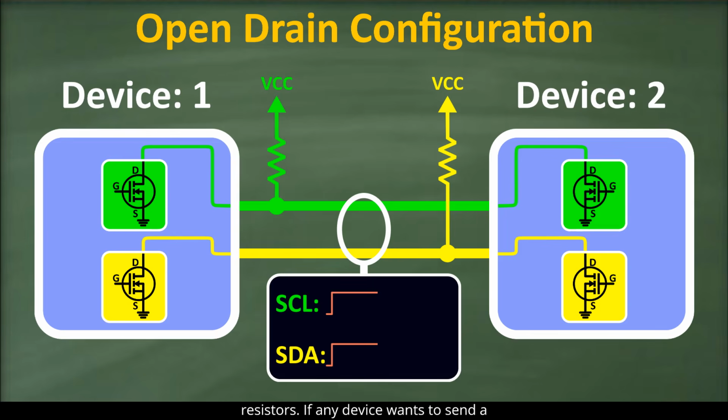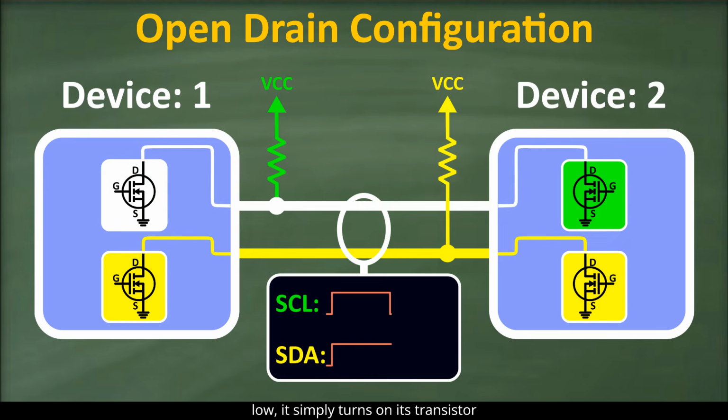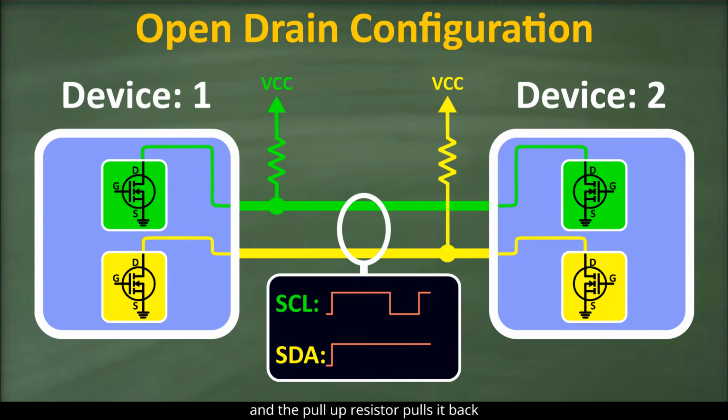If any device wants to send a low, it simply turns on its transistor and pulls the line to ground. To send a high, the device just releases the line and the pull-up resistor pulls it back up. This means in open drain configuration, no device ever actively drives the line high. They can only pull it low, and the pull-up resistors keep the lines high when idle.